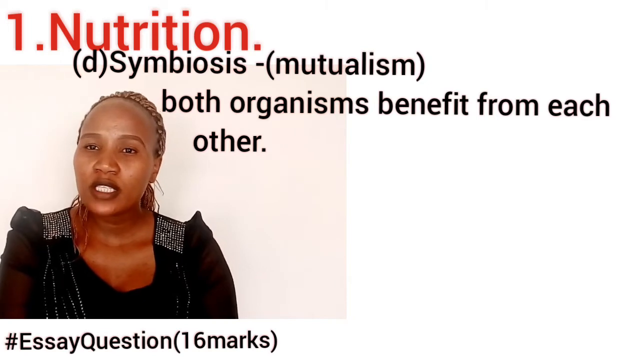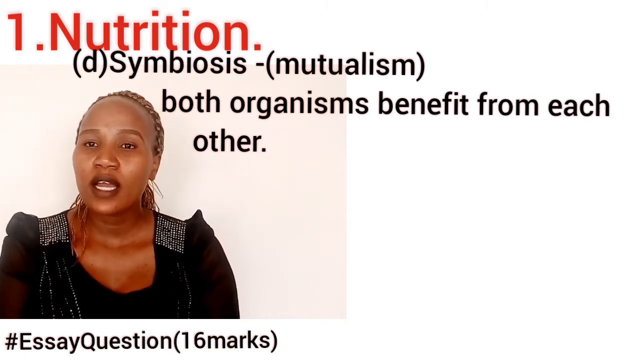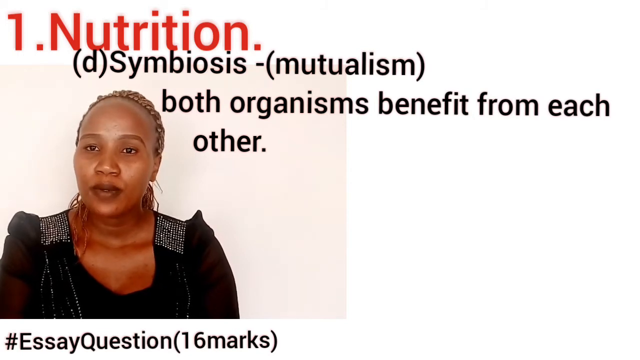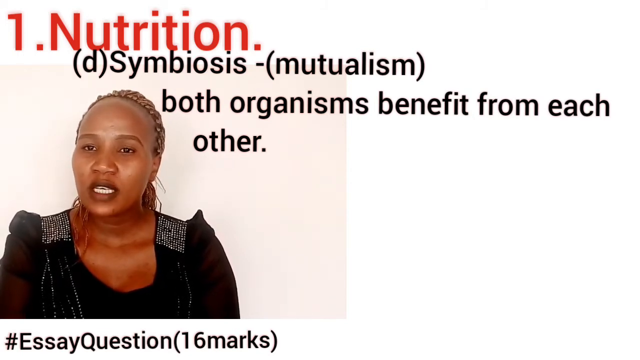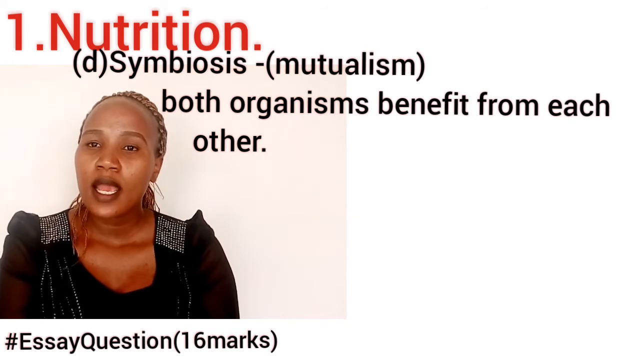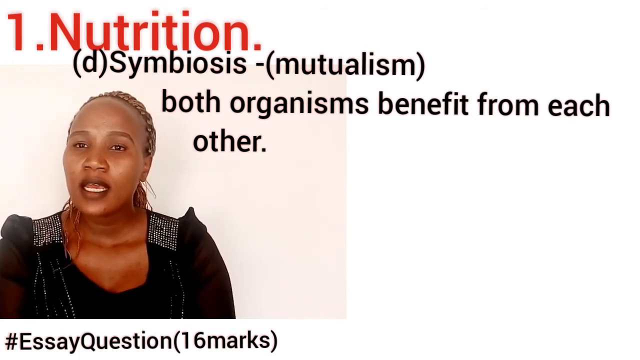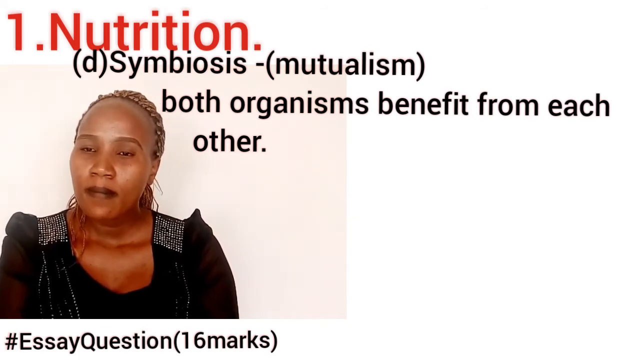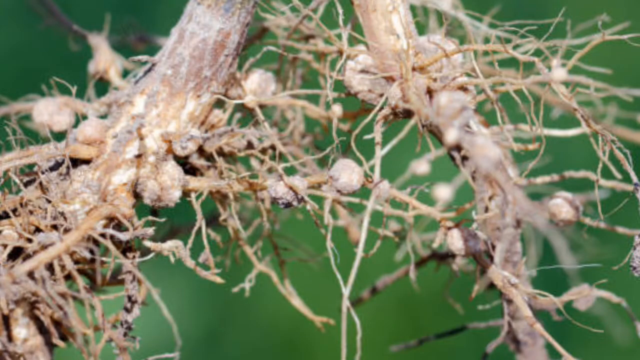So in symbiosis, both organisms benefit from this relationship. And a good example of this form of nutrition is seen in Rhizobium bacteria that is found in the roots of legumes. And how do the two organisms benefit from each other?